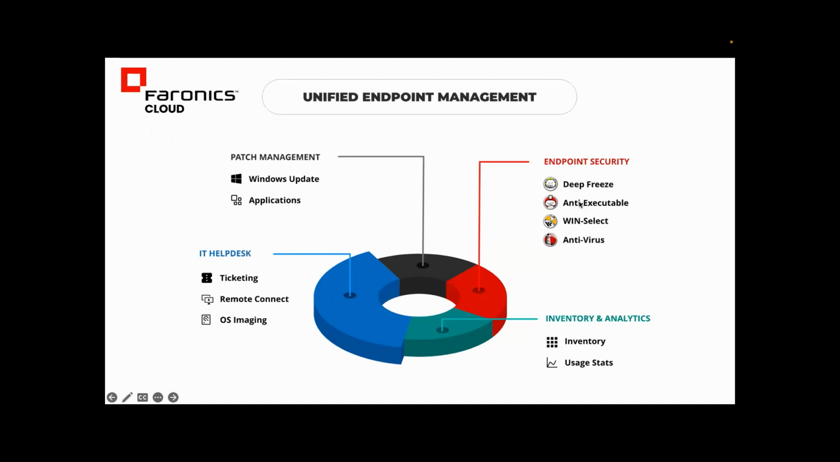Deep Freeze is a reboot-to-restore layer of security. That is unique to Faronics, and it's an indestructible layer. Whatever goes wrong with your computer, a restart solves it. And you've got your whitelisting tool, Anti-Executable. You've got the kiosk mode and the other restrictions in WinSelect, and you've also got antivirus. And then under inventory and analytics, you have access to easily available information that auto refreshes.